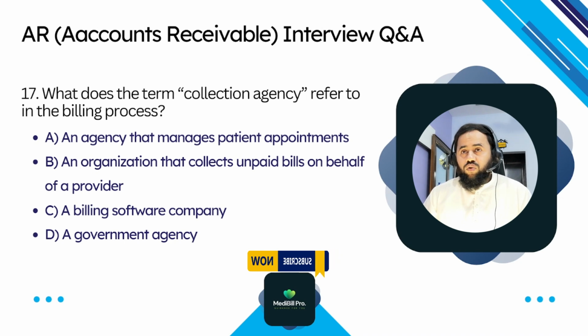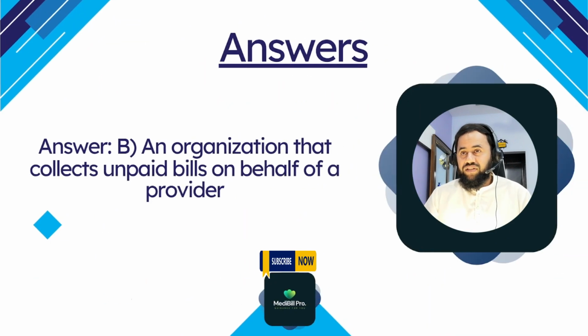Question number 17, what does the term collection agency refer to in the billing process? There are different kinds of collection agencies in the United States. What is their primary role? Option A is an agency that manages patients' appointments. Option B, an organization that collects unpaid bills on behalf of a provider. Option C, a billing software company. Option D, a government agency. So option B is the correct one.